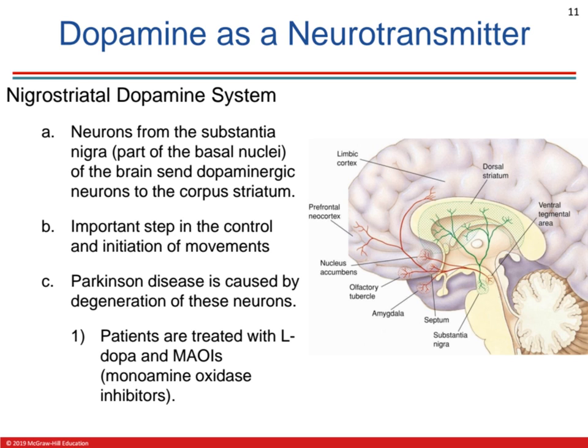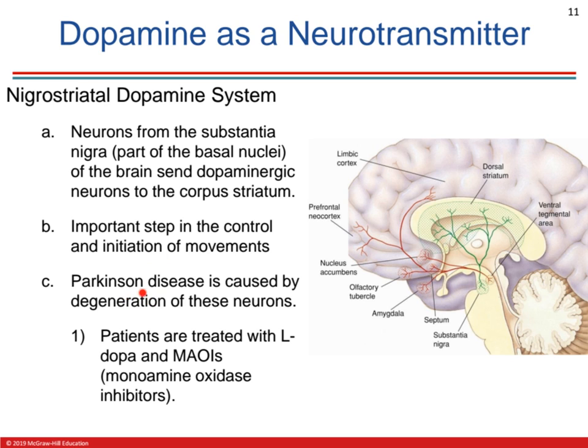Let's look at a little more detail at the nigrostriatal dopamine system. So these neurons start in the substantia nigra. This is part of what are called the basal nuclei. Nuclei, again, are groups of cell bodies that have a similar function and are grouped together within the central nervous system. So they're the equivalent of a ganglion, but within the nervous system. So these send processes to the corpus striatum, shown here. So this is very important in control and initiation of movements.